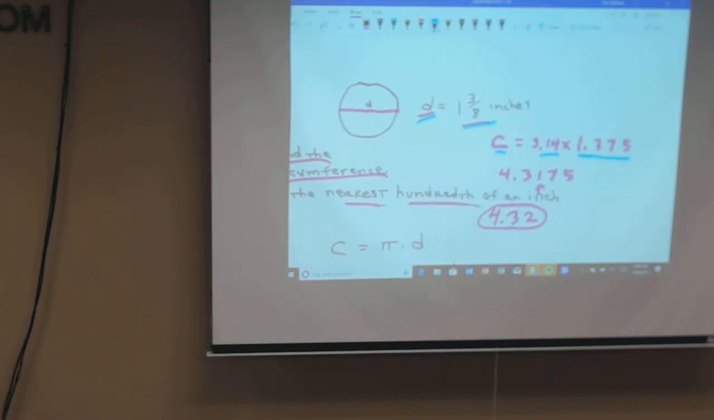And I do that, and I get 4.3125175, but they said to the nearest hundredth, so that means I want it to go to this place. So do I leave it 4.31 or make it 4.32? Because that's a 7, I make it 4.32.